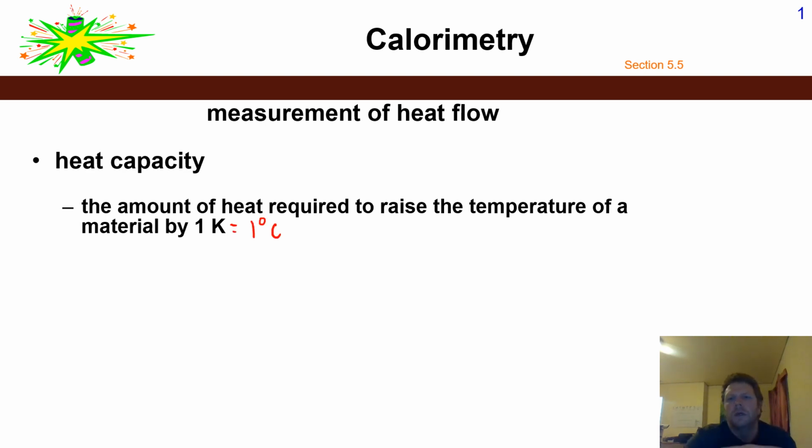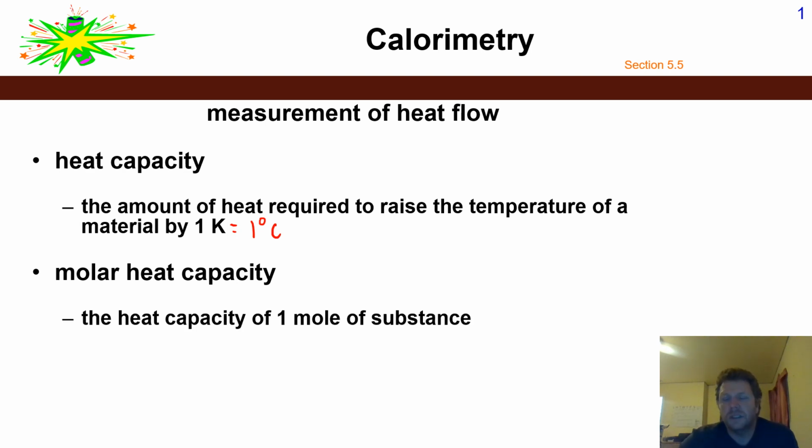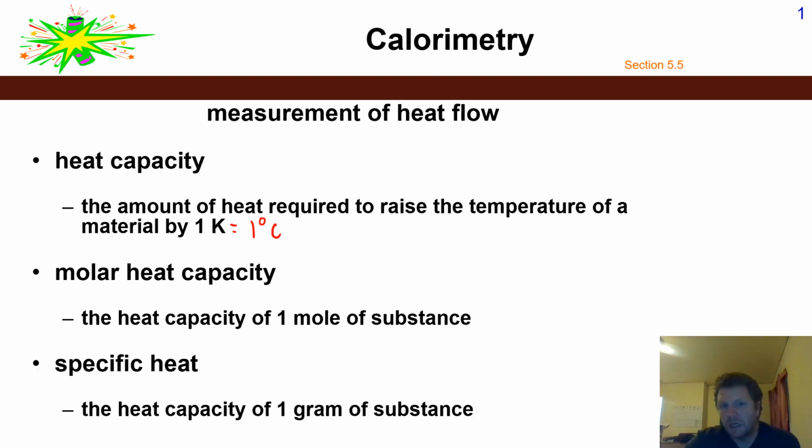Okay, so how much heat something can endure before it changes temperature by 1 degree. Molar heat capacity is a specific quantity, the heat capacity of 1 mole of a substance. So how much heat is required to raise 1 mole of a substance 1 degree Celsius or 1 Kelvin. Now, specific heat or specific heat capacity is the heat capacity of 1 gram of a substance, and how much heat is required to raise 1 gram of a substance 1 degree Celsius.